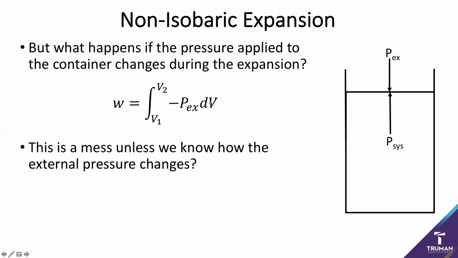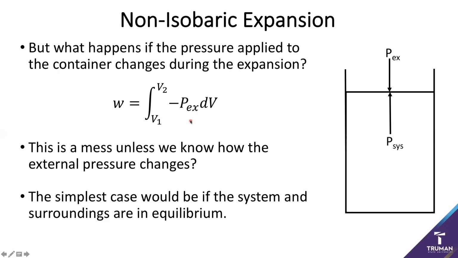So if I'm going to try and solve this problem, I need to know something about how my external pressure changes. And it turns out one of the simplest cases would be imagining if my external pressure and the pressure inside my system are in equilibrium. So that would essentially be a way of saying that my opposing pressure is going to be the same as the pressure inside my system. And I might be able to measure the pressure inside my system with something simple like a barometer.